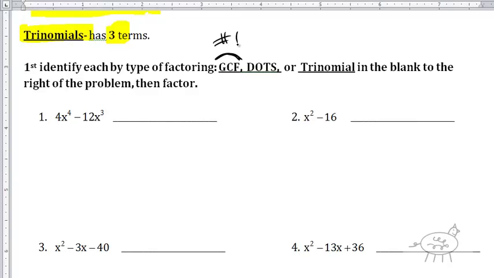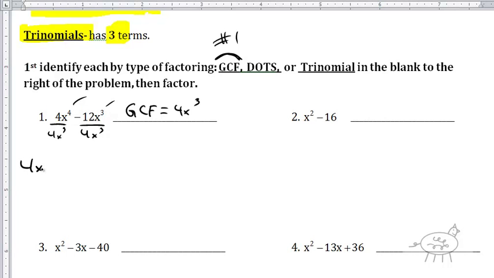Sure enough, I can see that 4 goes into 4 and 4 goes into 12. Also, they both have x's. This has x cubed and this has x to the 4th, so the smallest exponent is x cubed. This is a GCF, and the greatest common factor is 4x cubed, because 4 goes into each of those terms. So I'm going to divide everything by 4x cubed.